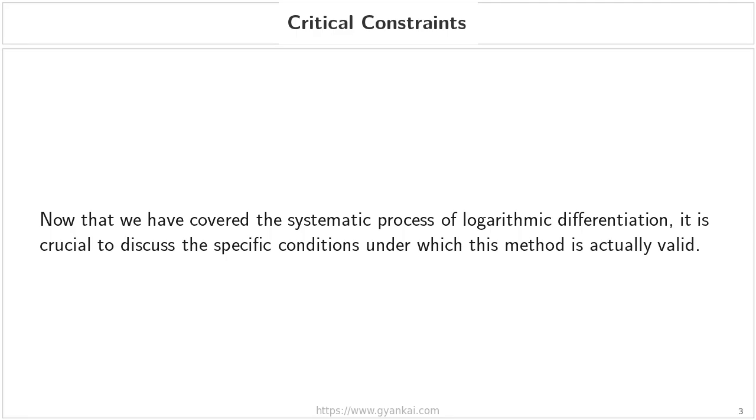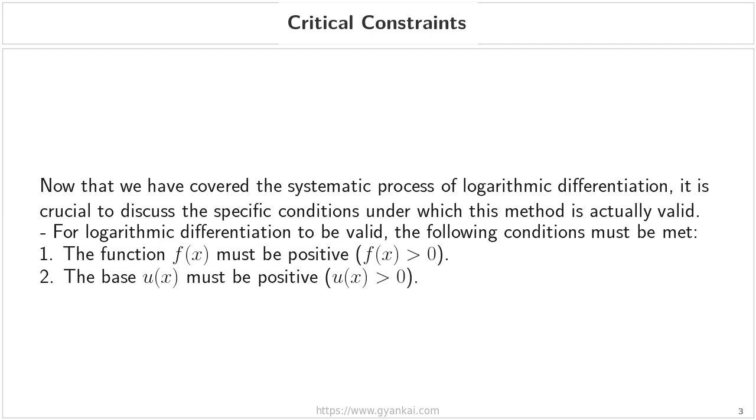Critical constraints. Now that we have covered the systematic process of logarithmic differentiation, it is crucial to discuss the specific conditions under which this method is actually valid. For this technique to be mathematically sound, there are 2 primary constraints that must be met. First, the overall function f of x must be positive, meaning f of x is greater than 0. Second, the base of the function, which we have denoted as u of x, must also be positive, meaning u of x is greater than 0.